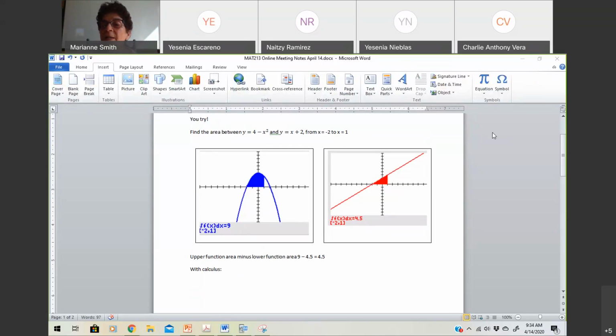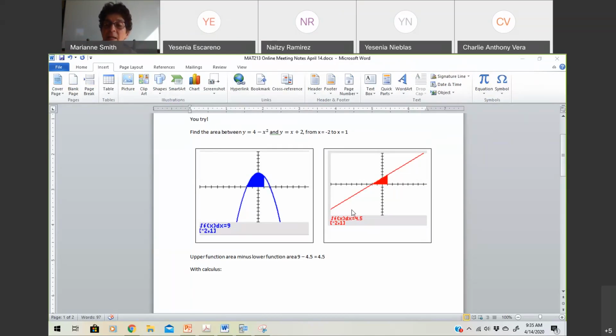Okay, if you take a look at what I have on the screen here, I graphed my two functions. And again, the quadratic turned out to be the height of the two functions. The y values were larger. So here's the area between the quadratic graph and the x-axis between -2 and 1. That turned out to be 9 square units. Here's the area under the lower function, that's the linear between -2 and 1, and that was 4.5 square units.